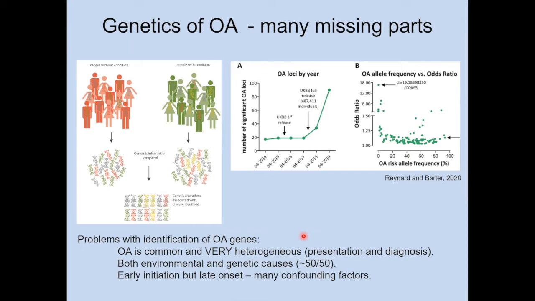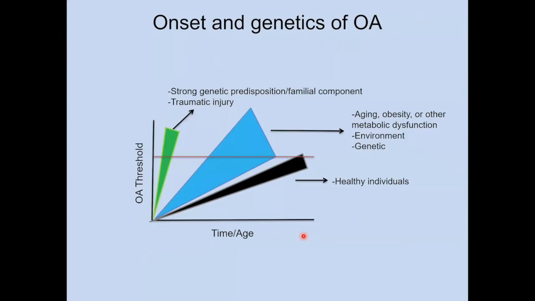And so we are taking a different approach. How do I think about the onset and genetics of OA? If we have time and age on the x-axis and an arbitrary OA threshold on this red line on the y-axis, I've separated individuals into three groups. One is people who are healthy and may never develop OA, even if they live a long life. We have this group in the middle, which I think makes up the most cases of OA. These are mid to late onset cases, primarily defined by general aging, obesity, other metabolic dysfunctions, and environmental influences, and there's also a genetic predisposition in this group as well.